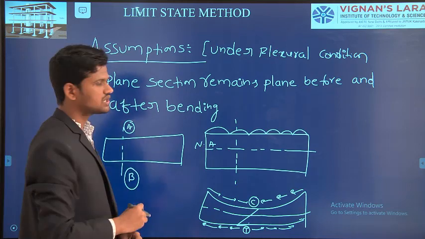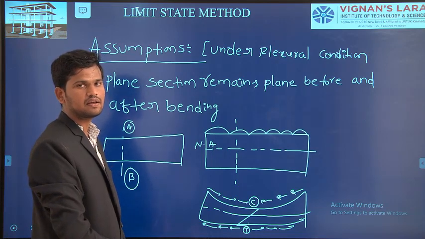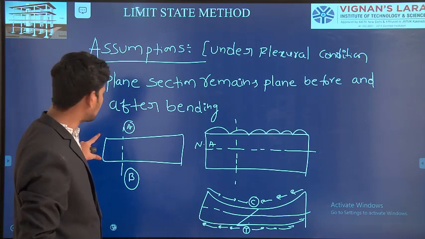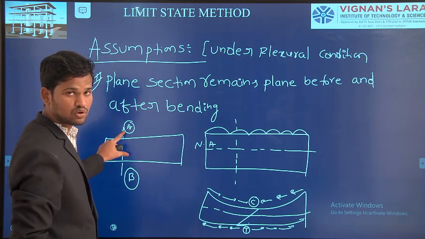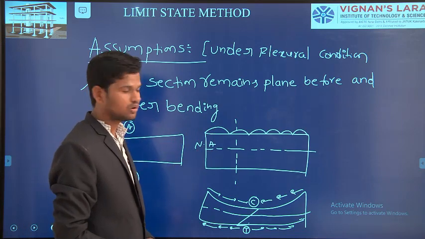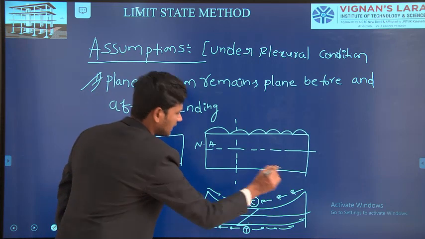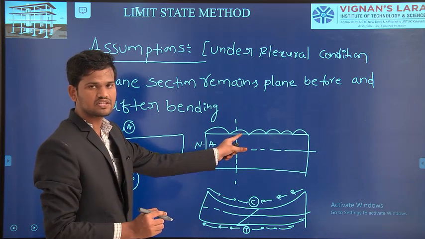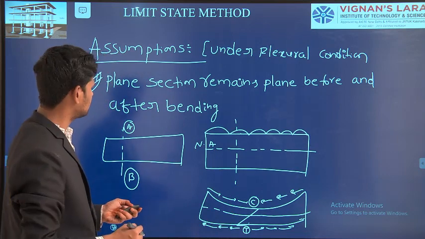The first assumption is that the plane section remains plane before and after bending. Suppose I am taking a simply supported rectangular beam. I am considering one section AB or XX, anything you can write, and in this beam I am applying some uniformly distributed load. Due to this loading condition, the beam member may bend like this. We will see this in the next slide.